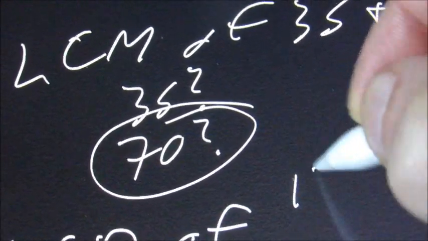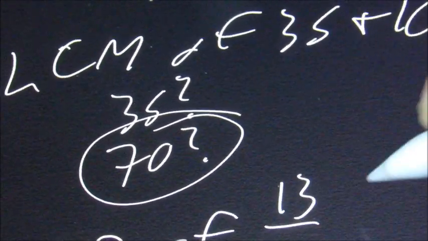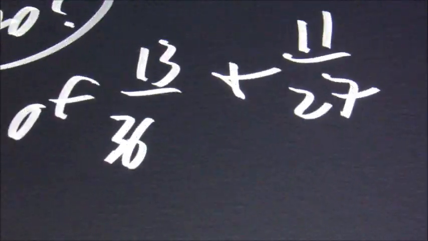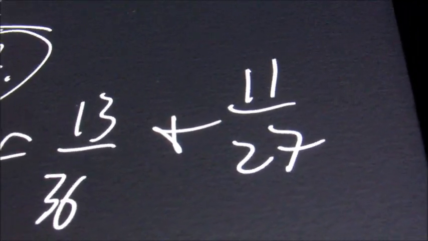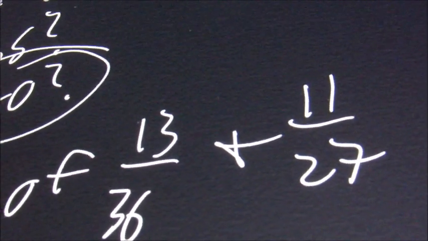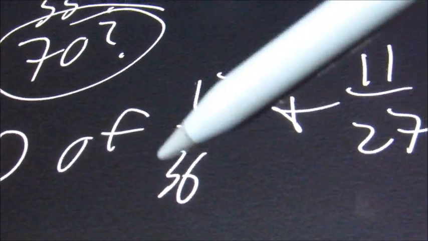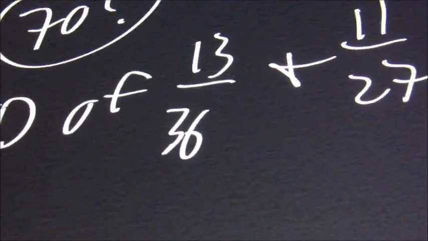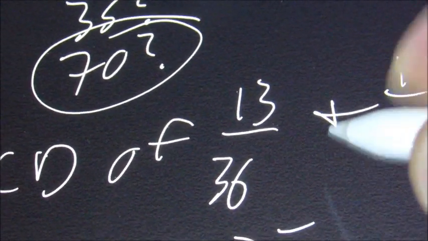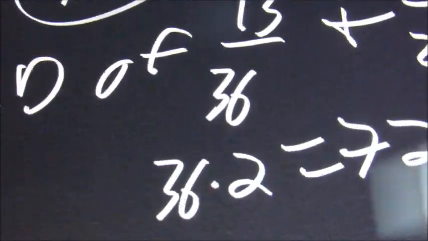So of 13 over 36 and 11 over 27. So the first thing I need to do, and the questions that you'll have, is just what is the least common denominator. So first, I'm going to look at 36. 27 will not go into 36. So I'm going to go 36 times 2, which equals 72.